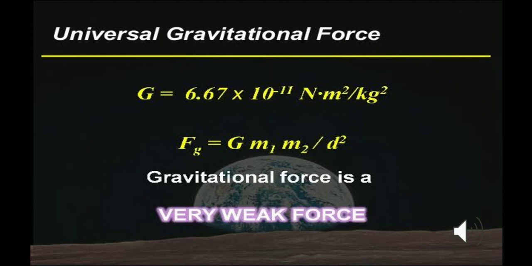So F is equal to G m1 m2 by r square, where the value of G is 6.67 into 10 to the power minus 11 Newton meter square per kg square. Now, gravitational force is a very weak force. How? We will study in the further slides.